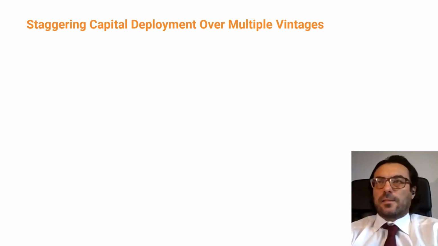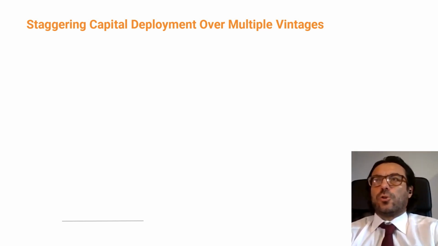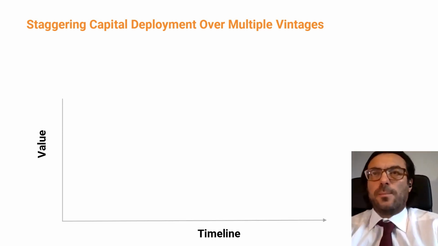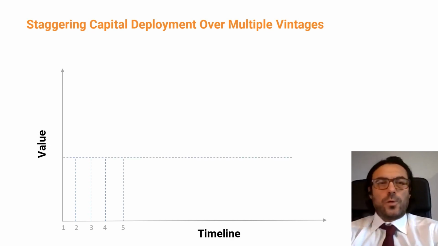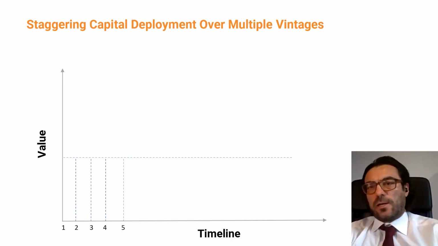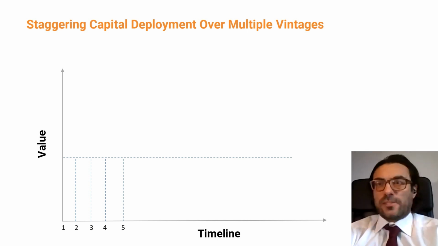So let's show how this actually works. Again, we have our timeline and we have our value. So what we do, we decide to allocate a certain amount of capital to the closed-ended funds.